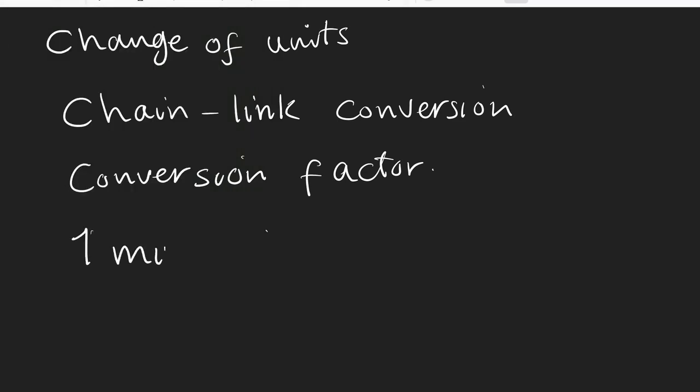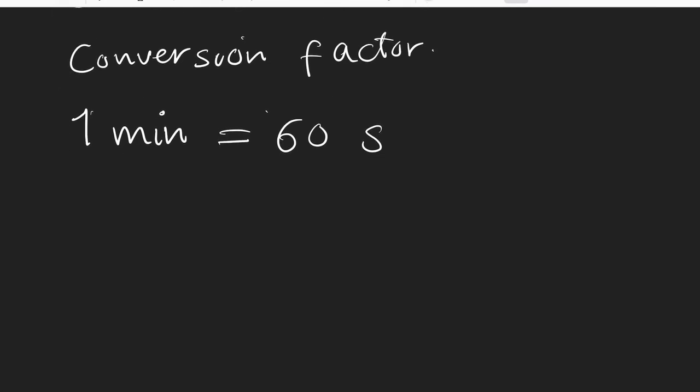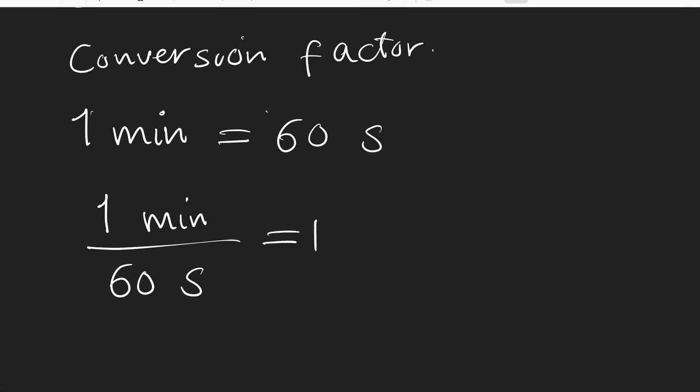1 minute is 60 seconds. Therefore, I can write this ratio 1 minute over 60 seconds. 60 seconds is equal to 1. Or also I can write 60 seconds over 1 minute is equal to 1. These are called conversion factors because they are equal to 1.